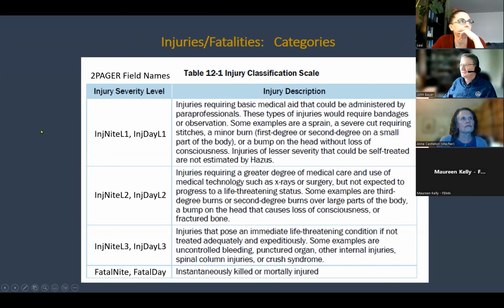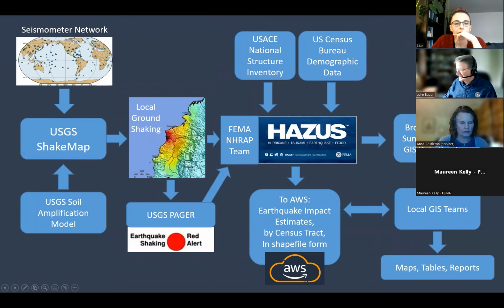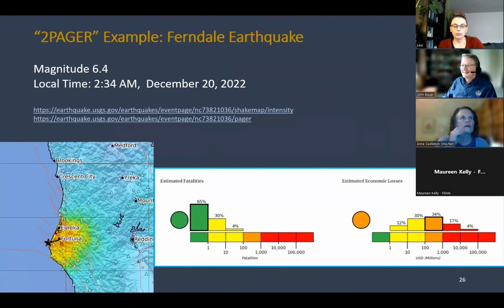All right, now we're going to get to you, the broadcast email. Okay, we're going to go through an example. Last Christmas, or shortly before Christmas, 2:34 a.m. Keep in mind that timestamp, 2:34 a.m. on December 20th. There was a magnitude 6.4 outside of Eureka.